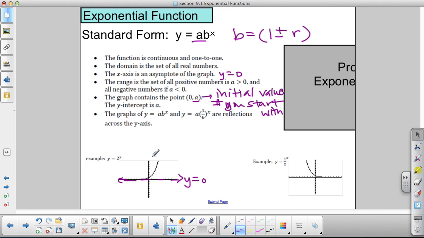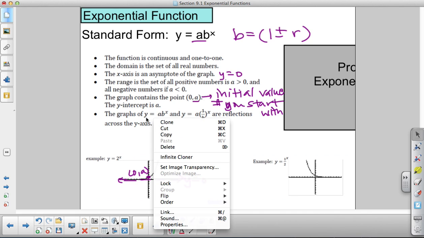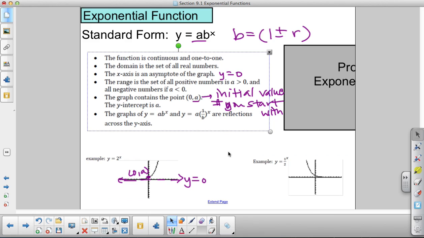Well, that makes sense. Another way to point it out on this graph is right here. This is really the point (0, a). So whatever your y-intercept is, that is what A is. And then lastly, the graphs of y equals a b to the x and y equals a times 1 over b to the x are reflections over the y-axis.